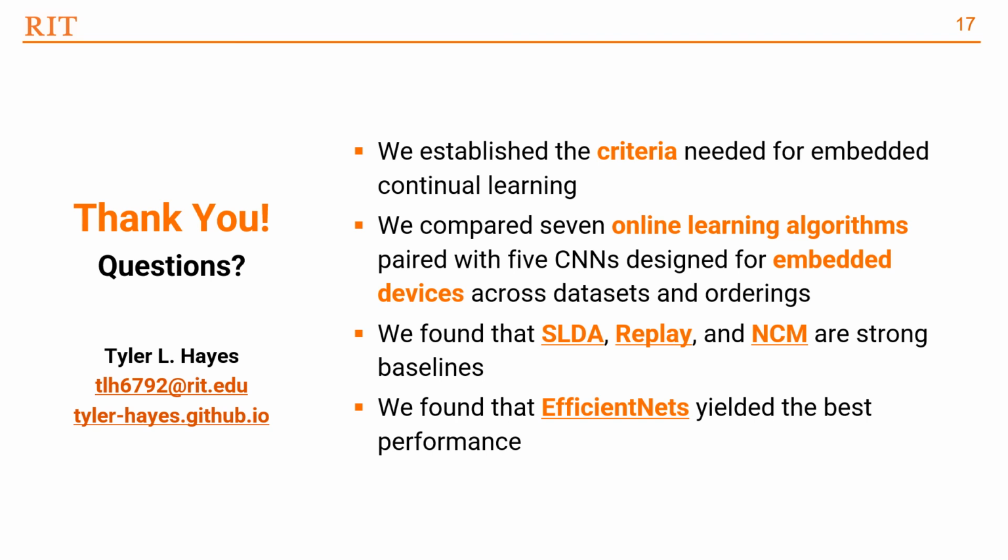To summarize, we established the criteria needed to perform embedded continual learning. We then compared 7 online continual learners and 5 mobile CNNs across 3 different datasets and data orderings. We found that the SLDA, replay, and nearest class mean classifiers yielded the best performance. We also found that the EfficientNet architecture provided features that yielded the best performance across experiments.